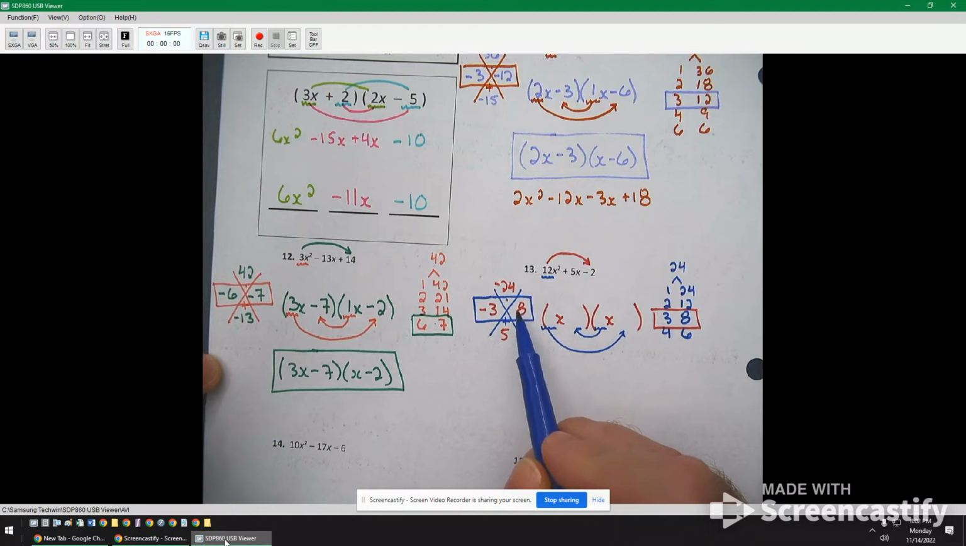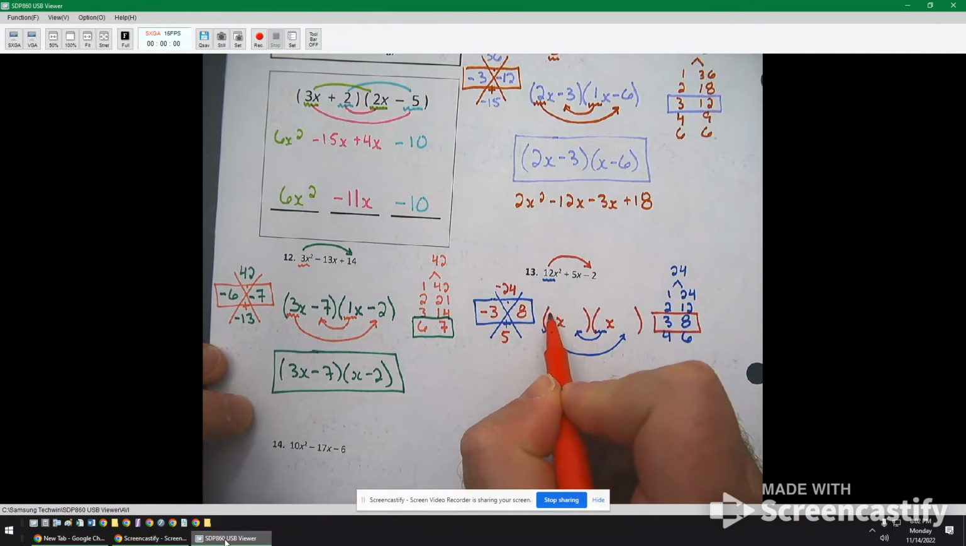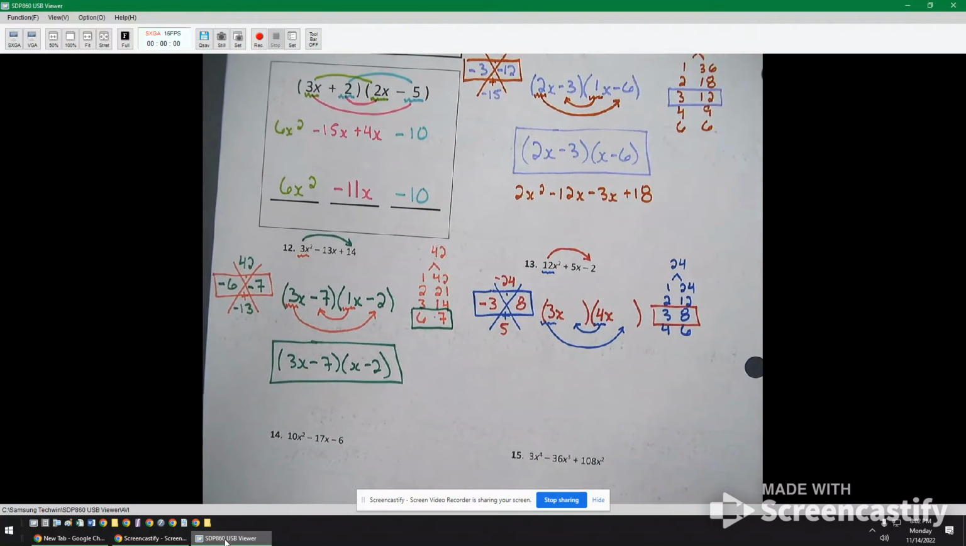Well, a 2 could build the 8, that's good, but the 6 couldn't build a 3 without using a decimal or a fraction, and we can't use those. So 2 and 6 and 1 and 12 did not work. That means we're stuck with 3 and 4. Now, it doesn't matter where you put the 3, it doesn't matter where you put the 4, as long as you put them in front of the x's in those two squiggly places.